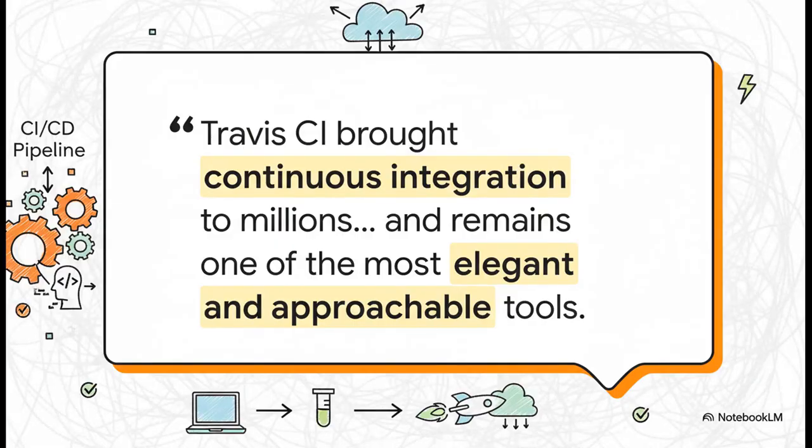This quote just nails the whole spirit of Travis CI. It wasn't the only tool, but it was the one that made CI accessible to everybody. It basically democratized automation for a whole generation of developers, proving that you don't need a huge team of specialists to build a professional, reliable delivery pipeline.